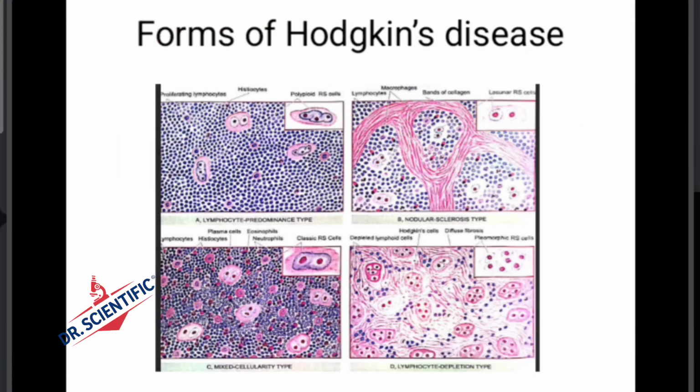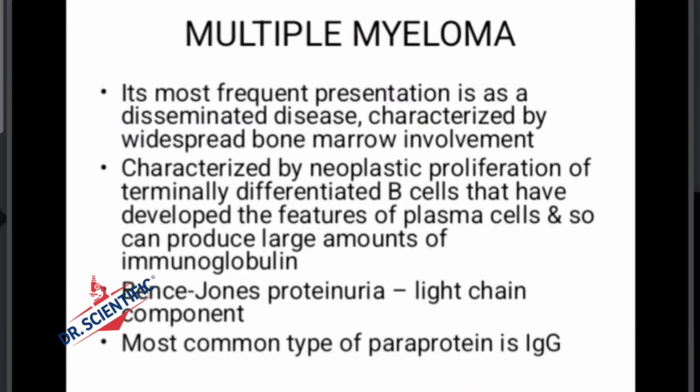Then we have multiple myeloma. Most of the time, this one will present as a disseminated disease. That means basically it will have spread or will be all over the body. So the most frequent presentation is as a disseminated disease characterized by widespread bone marrow involvement.